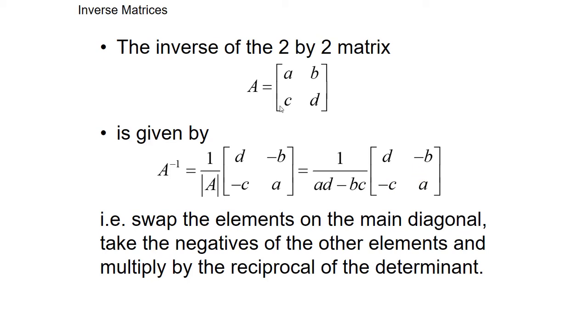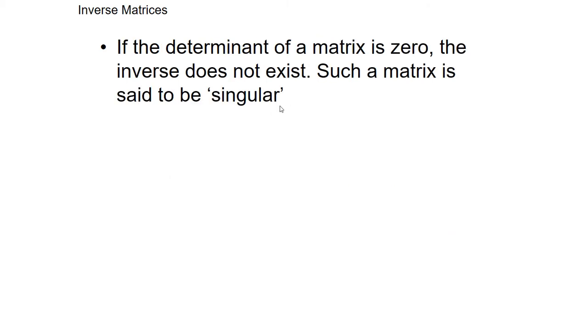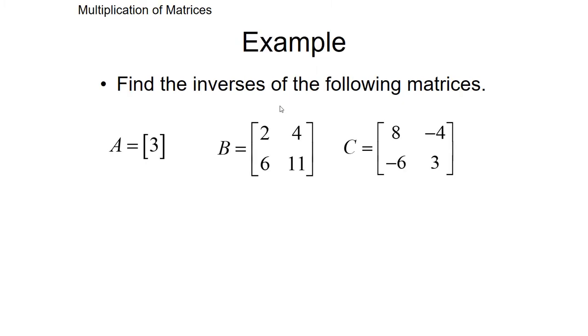Of course, this gives rise to one possible problem. What if the determinant AD minus BC is 0? Well, if AD minus BC is 0, we say that the inverse does not exist. We say that we have a singular matrix. Let's see an example. Suppose we're asked to find the inverses of the 3 matrices here. A 1 by 1 matrix and a couple of 2 by 2 matrices.